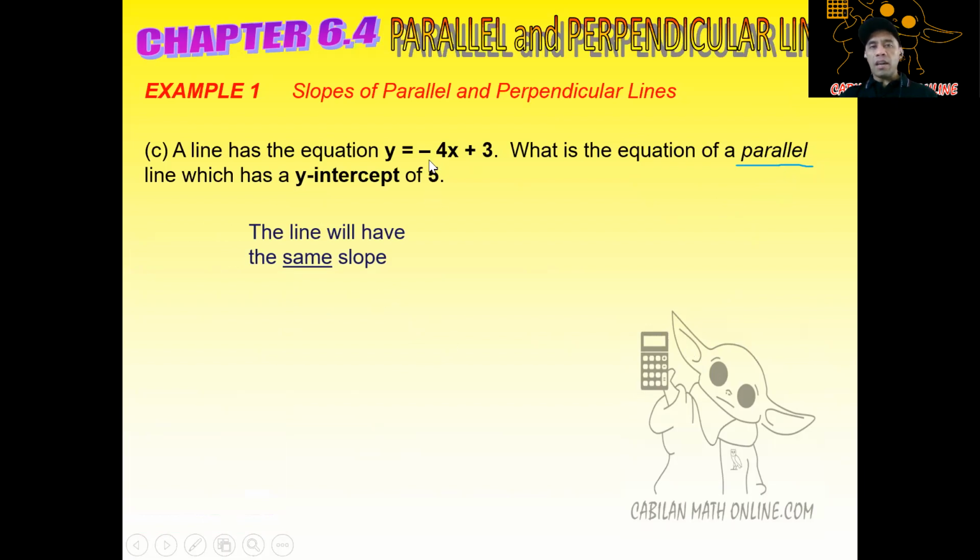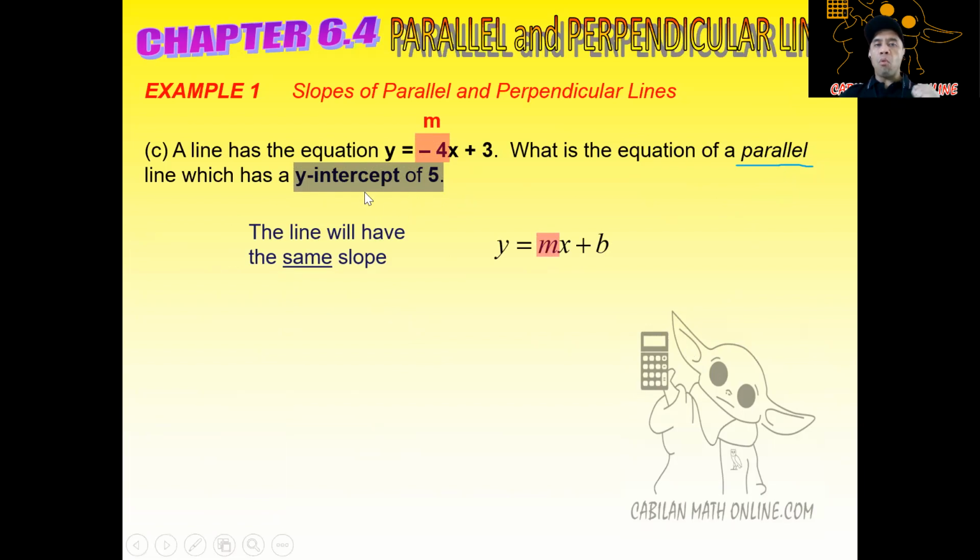So when you take a look at the equation that's given to us, it tells us here that the slope is -4. So the slope of the brand new line is going to be -4. All right, so that's step number 1. Now, step number 2 gives us a y-intercept of 5.